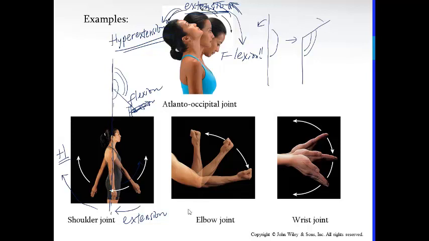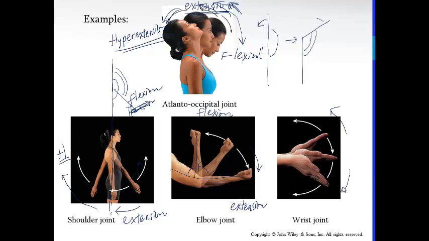Now same here at your elbow. If you were to bring your arms this way, are you increasing or decreasing the angle? Right, you're decreasing the angle, so this is flexion. Whereas if you go the opposite way here, this is extension. Same thing, you can do the same with your wrist joint. With our wrist joint, I'll let you figure out which way is extension and which way is flexion.